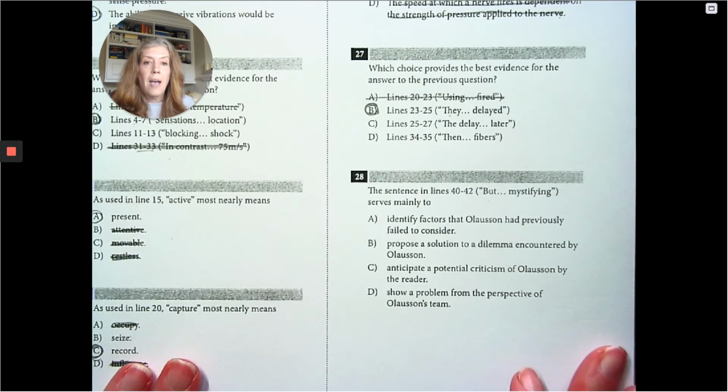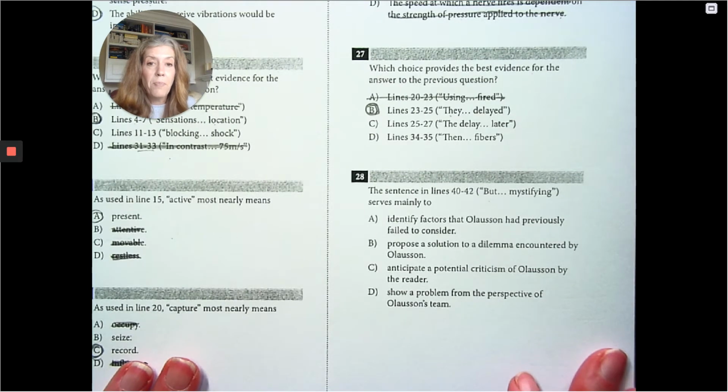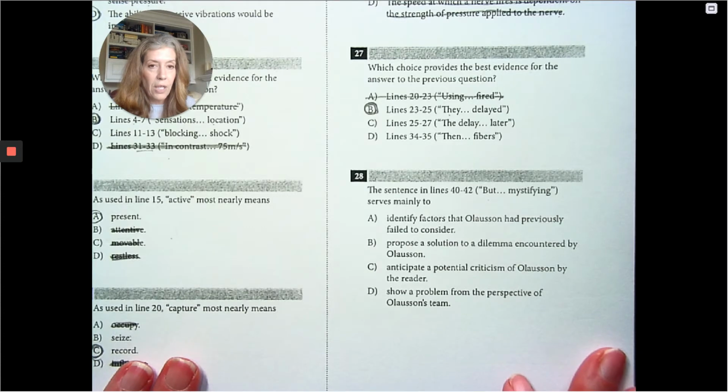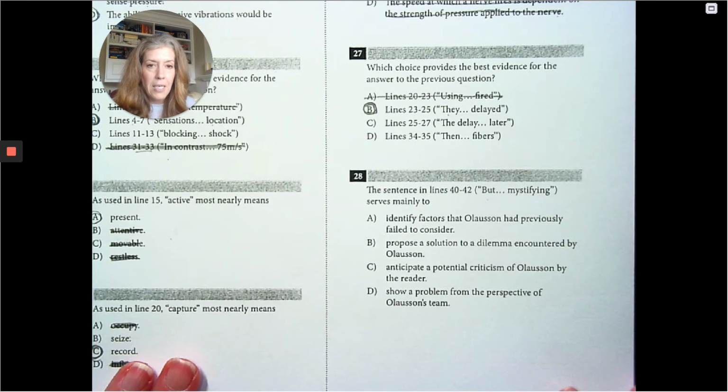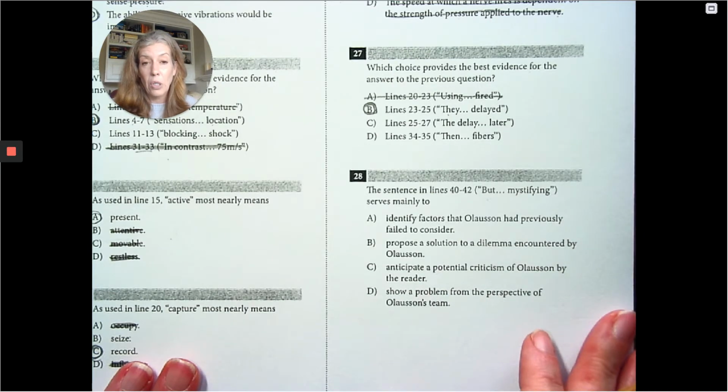The sentence in lines 40 to 42, but mystifying, serves mainly to, let's see if we can have a look at this without going back. Let's just see what we can do. Identify factors that Olgeson had previously failed to consider. I don't remember them talking about anything that he had previously failed to consider. So I don't know if I like that one. Propose a solution to a dilemma encountered by Olgeson.